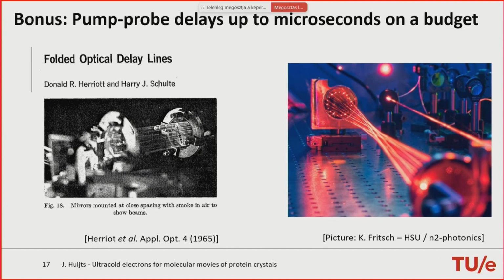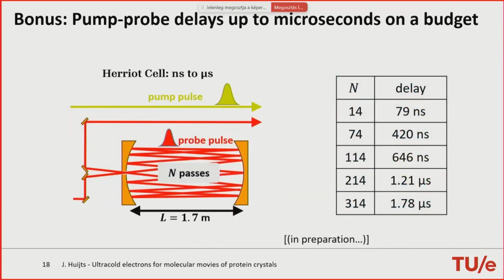So some of you might be familiar with these multipass cells, which are sometimes used to compress femtosecond laser pulses. And this is based on what is called a Harriott cell. If you look at the original paper by Harriott, he called it folded optical delay lines, because he meant it as a way to get very long optical delays in a compact setup. So that's exactly what we also want to use it for.